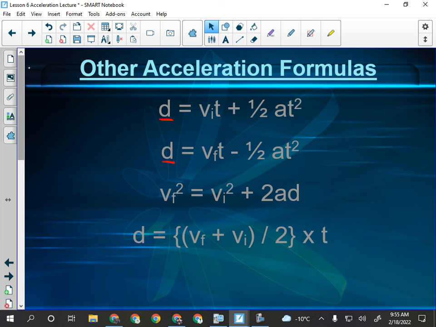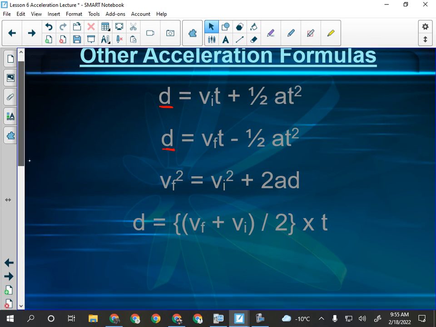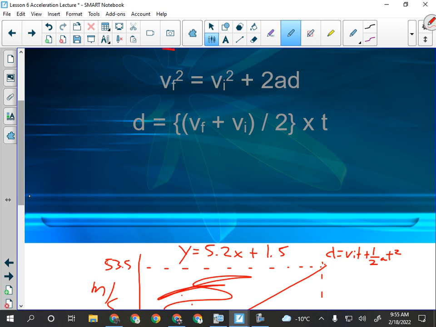And then this formula we don't use as much. The reason we don't use it is it requires the acceleration to be perfectly uniform. These other ones don't necessarily, but this one does. And the reason it does is because this is really all it is.